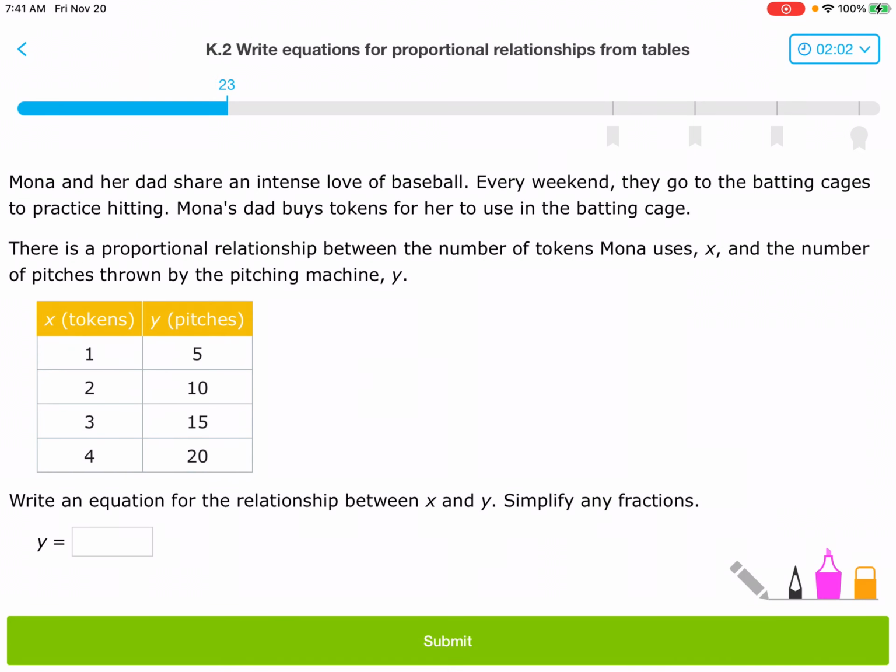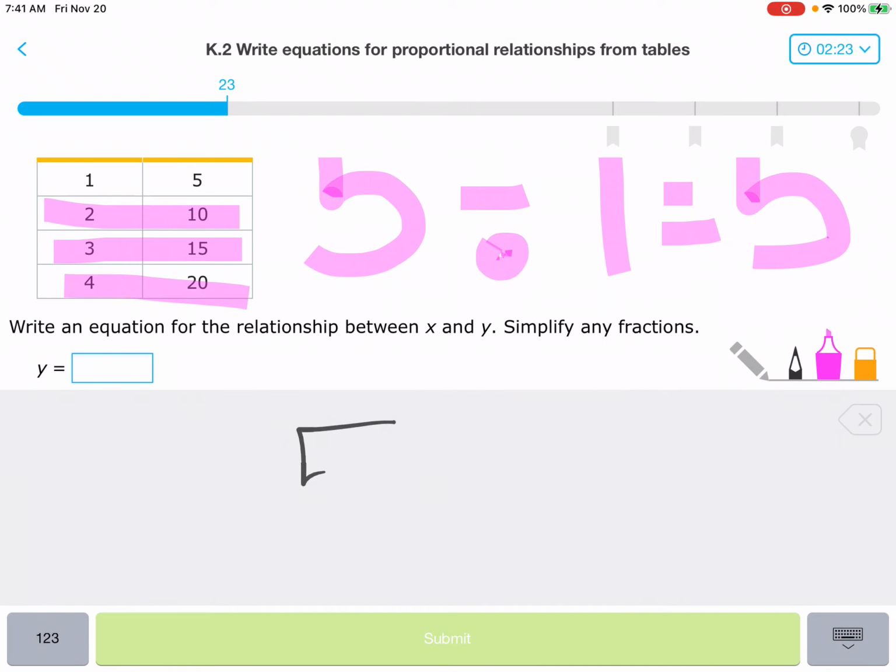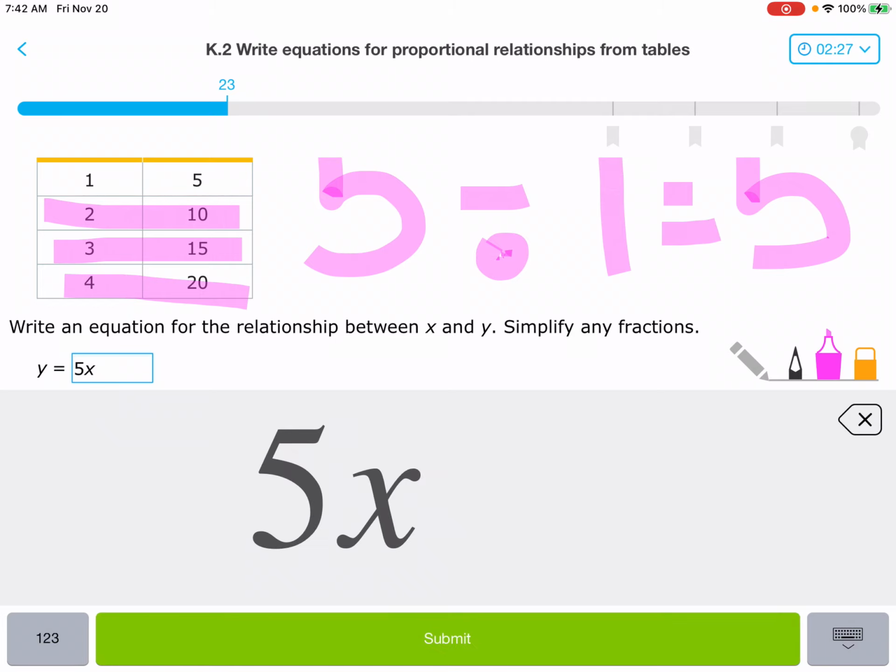Write the equation for the relationship again. So we're going to do 5 divided by 1, which gives me 5. So does every x value in the table get multiplied by 5? Yes. 2 times 5 is 10, 3 times 5 is 15, 4 times 5 is 20. So 5 times my x values will give me y, my output.